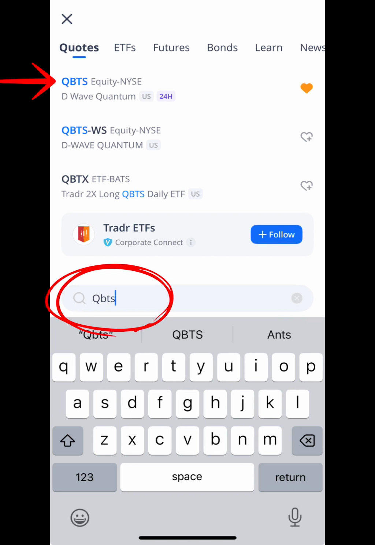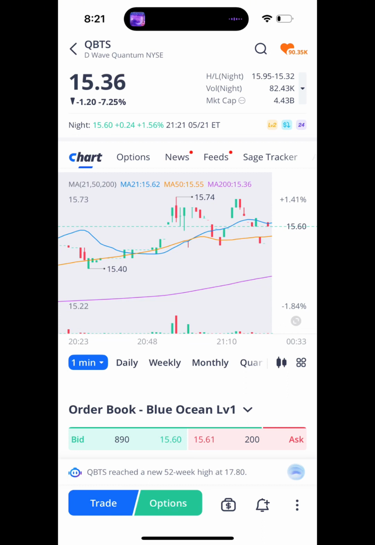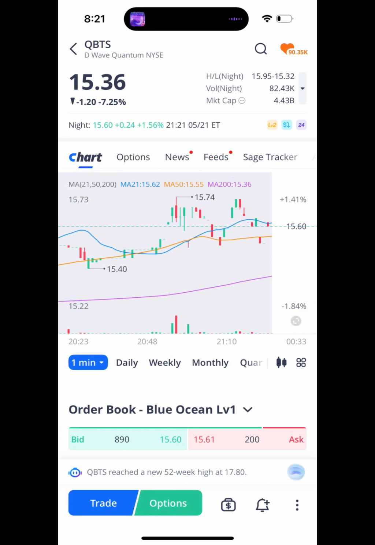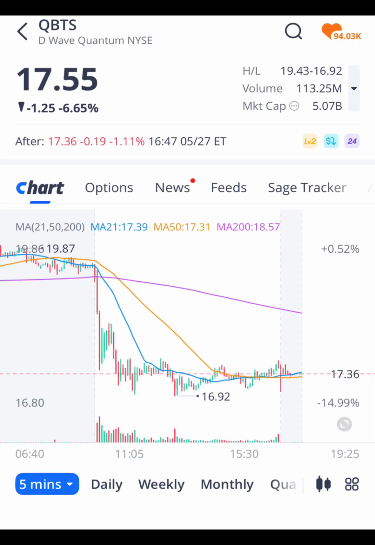stock's info page. This is where you'll get the bigger picture. You'll see the current price, the day's high and low, volume, which is how active it's being traded, and a candlestick chart that shows how the price has moved over time. I recommend looking at the daily chart and the 5-minute chart to get a good idea of patterns. Look at the chart and ask yourself, is the price trending up or down? Are there any big spikes or dips? Is the volume consistent?